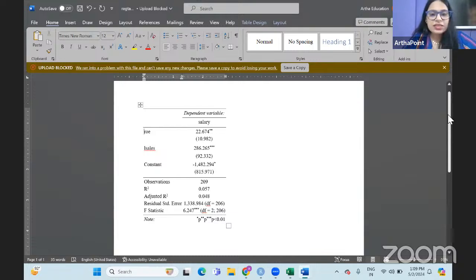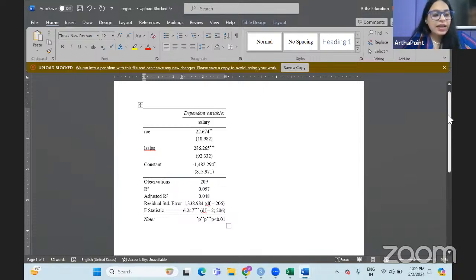So I'm just taking this information to my tab now. So I have got salary is equal to constant minus 1482.29 plus 22.67 ROE plus 286.25 LN sale, log of sales, plus UI. This will be your model, beta.